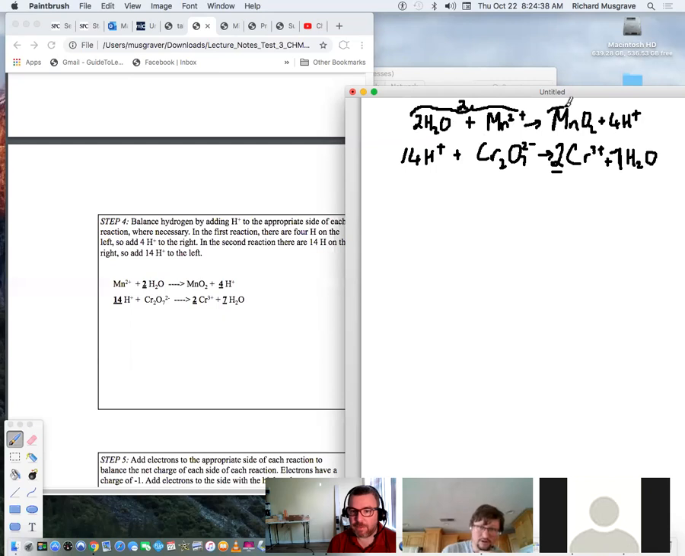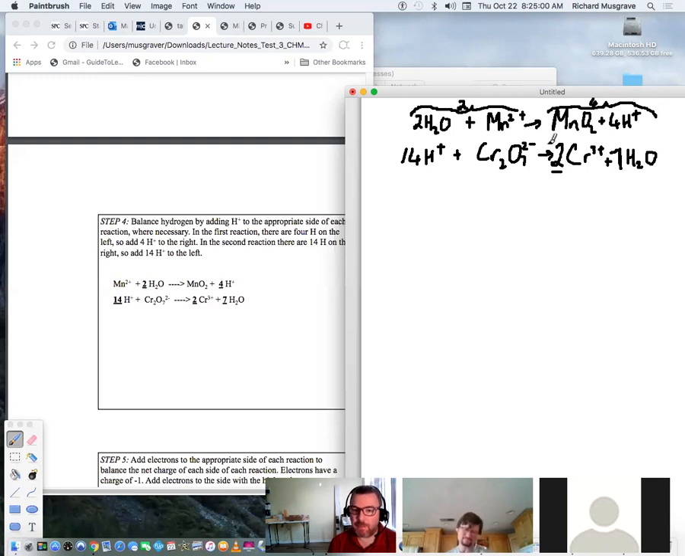In the other case, we have 4 as the total charge. So we've got 2+ going to 4+. And that should look familiar. We looked at that earlier. So we've got 2 going to 4 here.